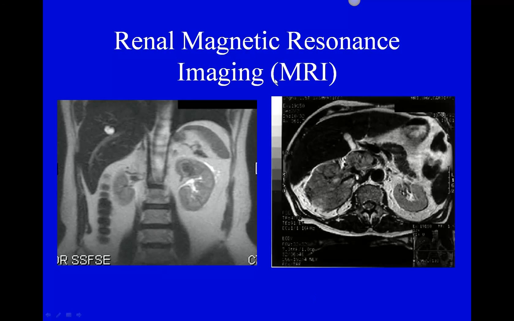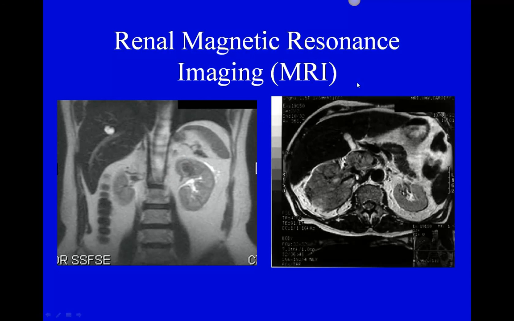So with MRI, we're using a magnet. With ultrasound, like the name implies, we're using ultrasound. With CAT scan or X-ray, we're using X-rays. And there is a concern about long-term exposure to X-ray.